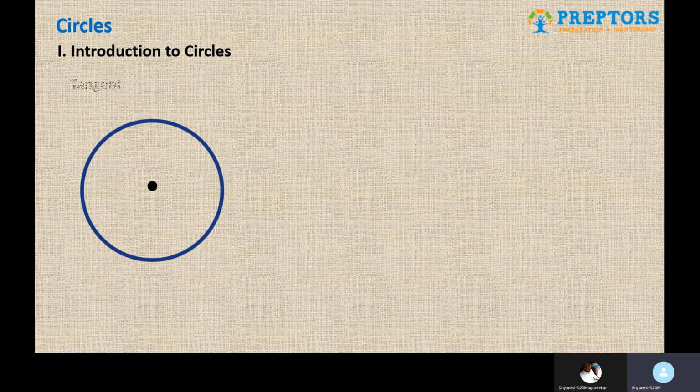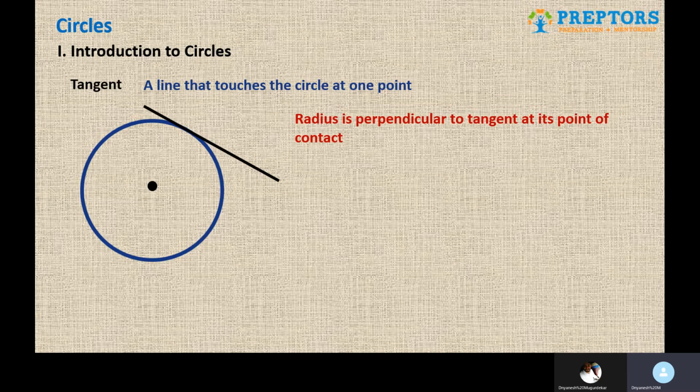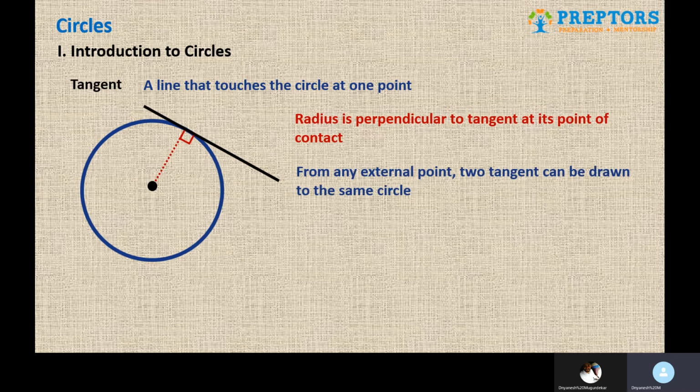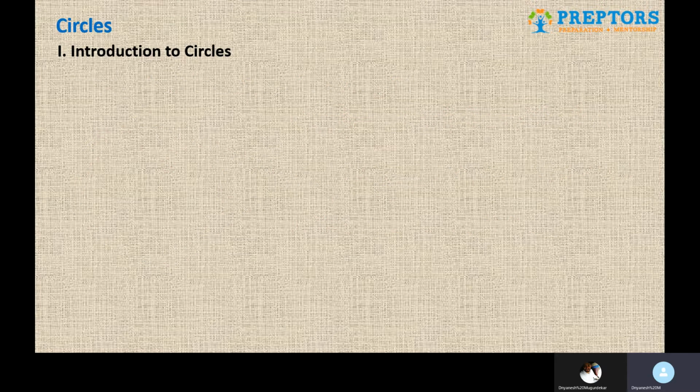The next term is tangent. Tangent is defined as a line which touches the circle at one point, something like this. And now let's study the properties of tangent. The first one, the radius is perpendicular to the tangent at its point of contact. Second one, from any external point you can draw two tangents to the same circle, and the best part is both these tangents are equal in length. So these are the properties related to tangent.